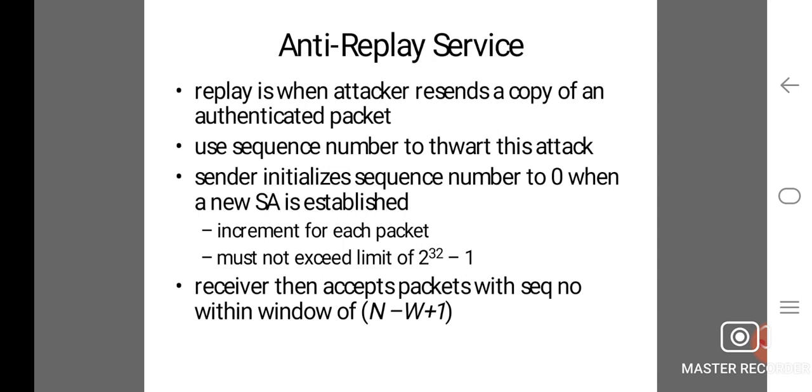Anti-replay service. Replay is when an attacker resends a copy of an authenticated packet, and ESP uses a sequence number to thwart this attack. Here the sender initializes a sequence number to 0 when a new SA is established. It increments for each packet, and it must not exceed the limit of 2^32 minus 1. The receiver then accepts the packets with a sequence number within the window of N minus W plus 1.